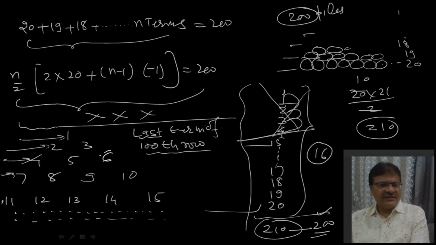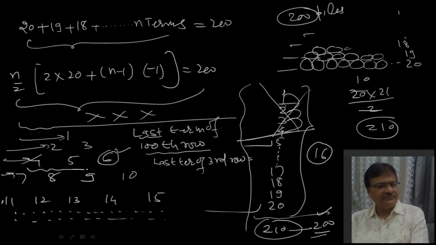Can I say this 6 is the last term of the third row? What is the last term of the third row? 6. It is the third row, right? Can I say it is 1 plus 2 plus 3?